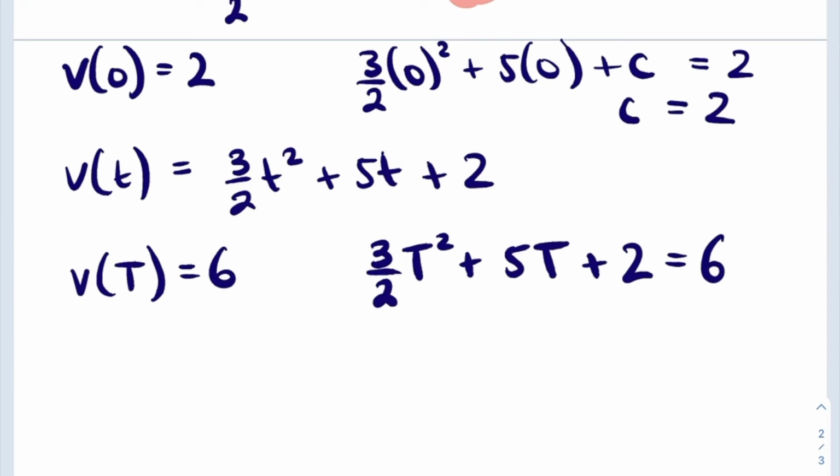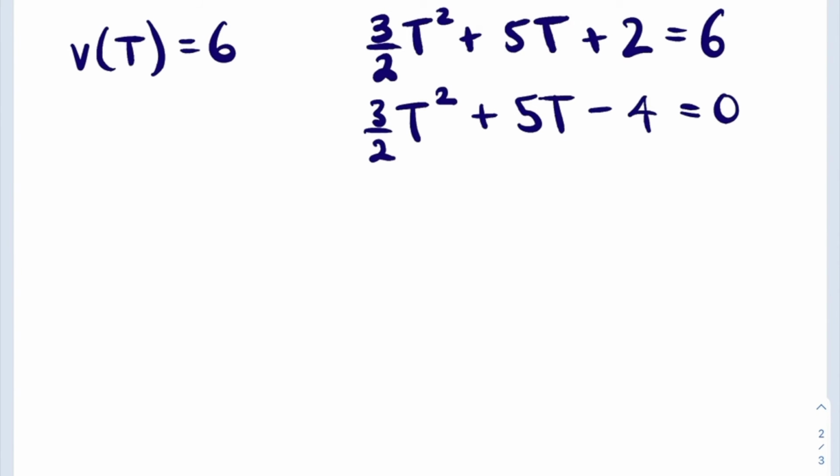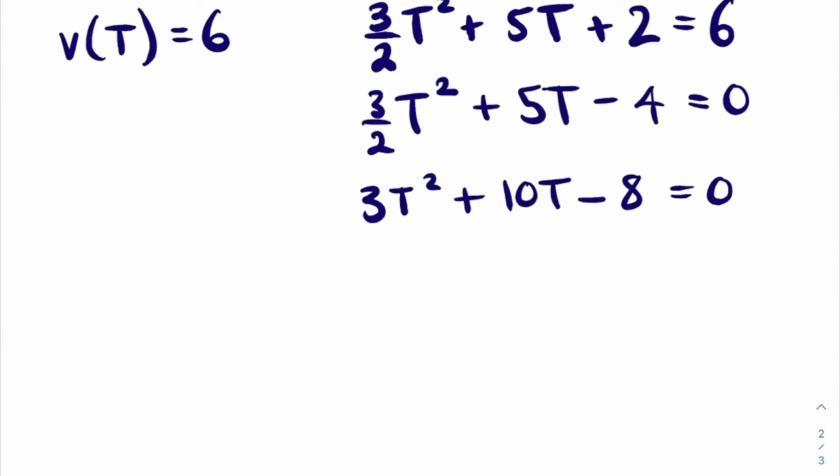And that is a quadratic in capital T, so we need to solve this in the usual way. So we get one side equal to 0 by subtracting 6 from both sides. And I'm going to multiply both sides by 2 because I don't like this fraction in my quadratic. So making sure I multiply everything by 2 gives me 3t squared plus 10t minus 8 equals 0.